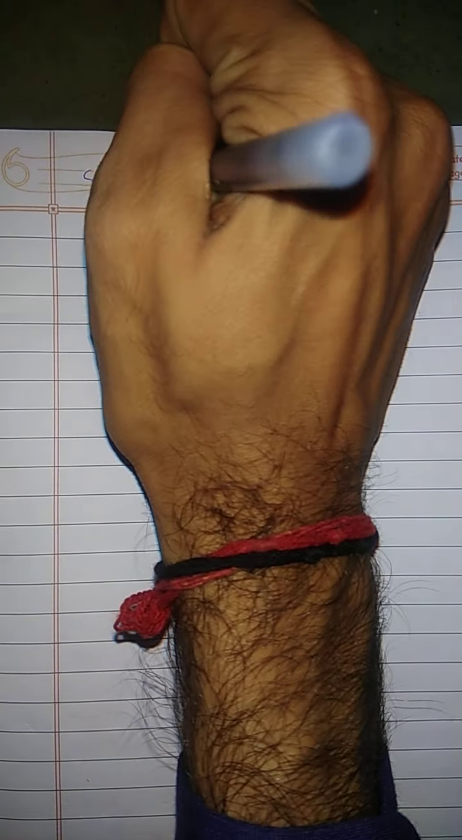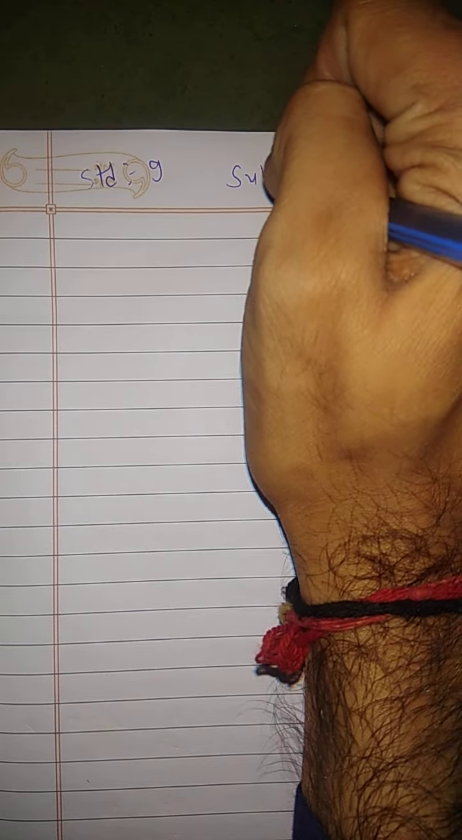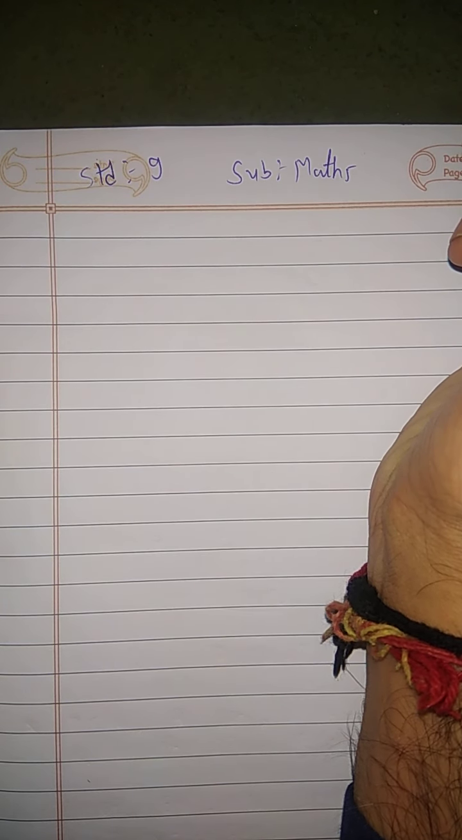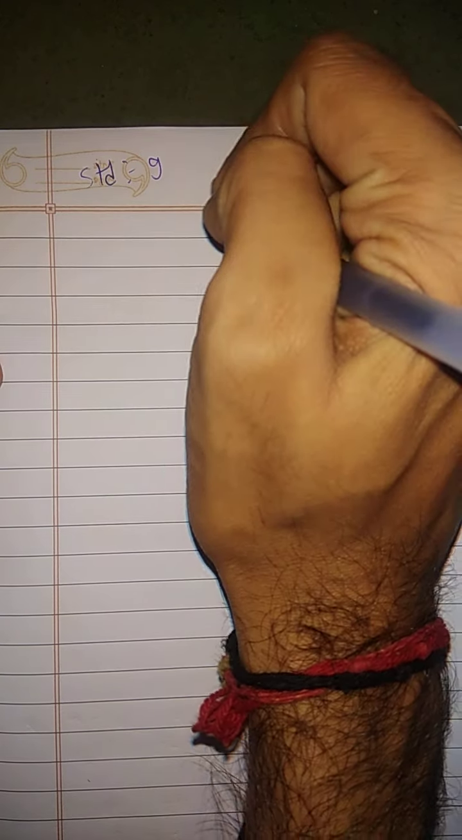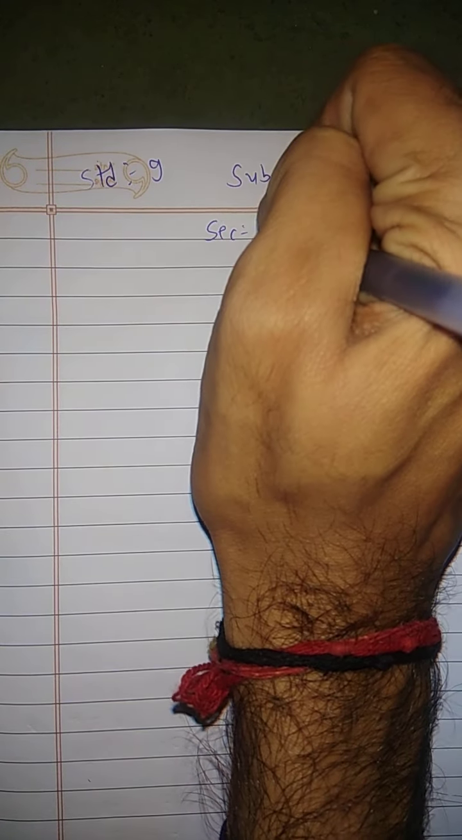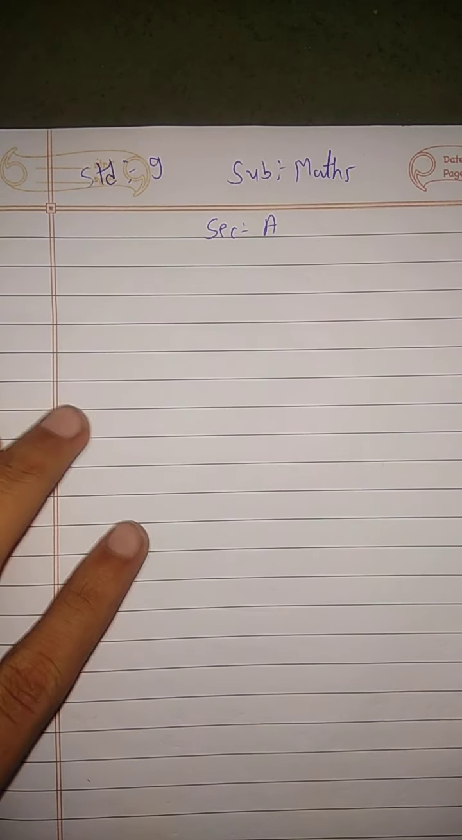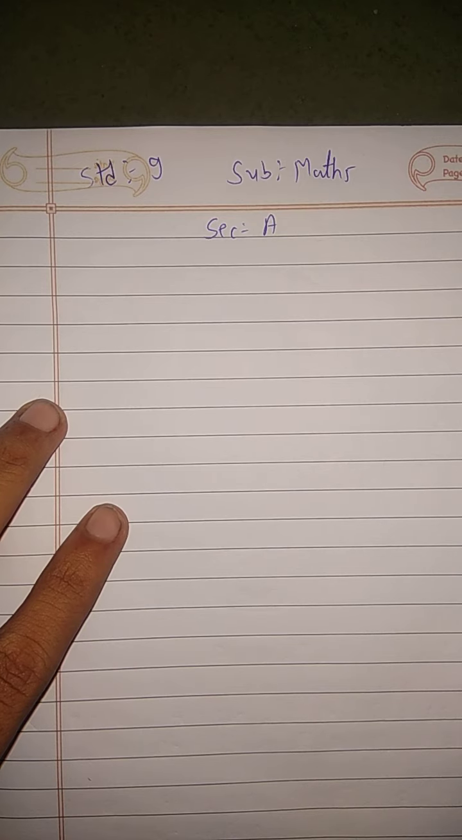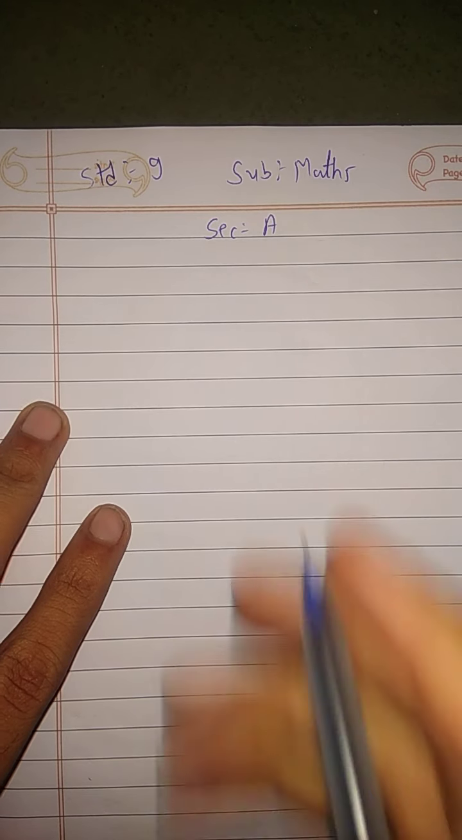In this video, we solve our term 1 question paper. Standard 9, subject maths. Our total marks is 50. First of all, start with section A. Questions 1 to 10 carry 1 mark each, and in that, choose the correct option.